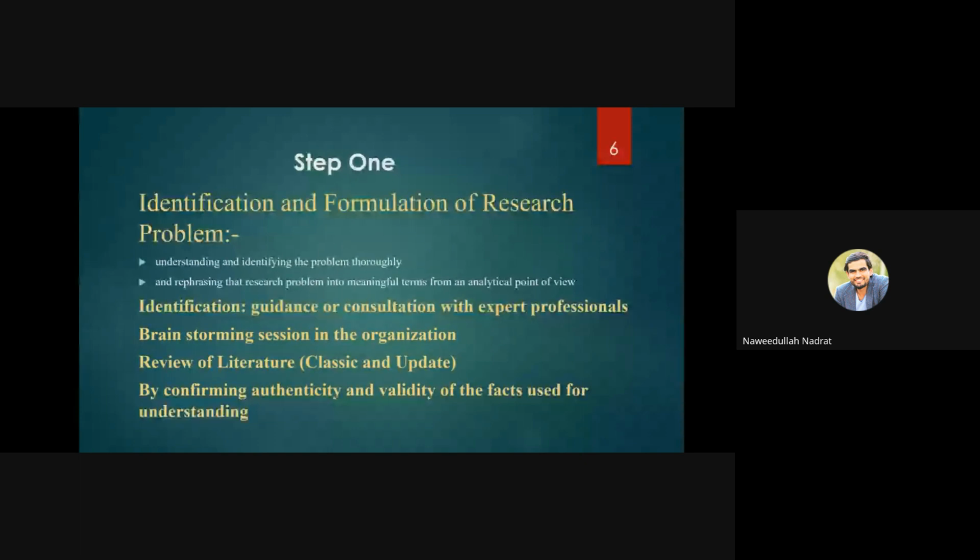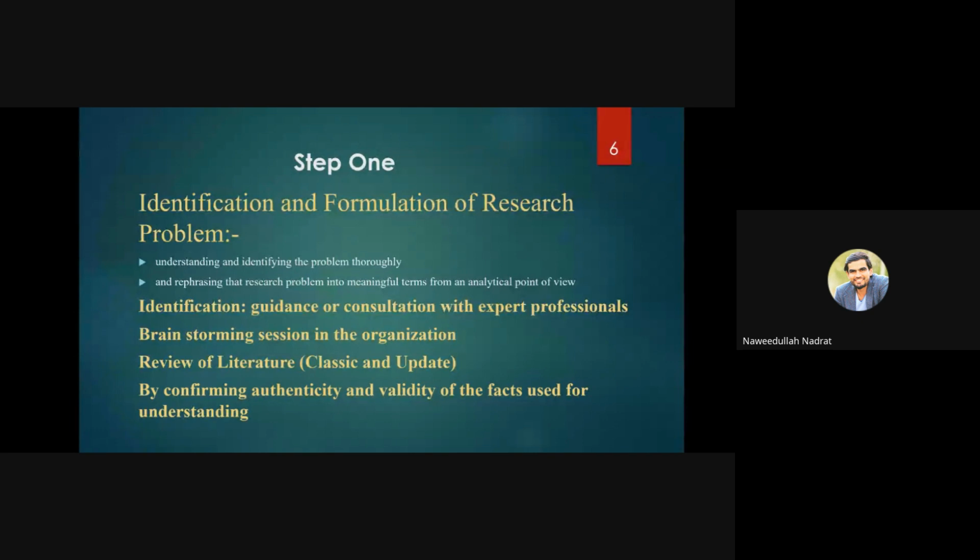Thank you, sir. So we were talking about how to identify and formulate our research problem and what the major sources are. The first major source to identify a problem is guidance, consultation and discussion with research professionals, like our colleagues and research fellows who have some experience in that particular research area. Then the other is brainstorming sessions in the organization.